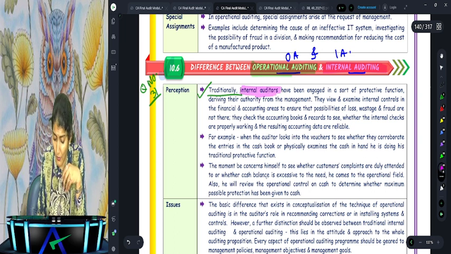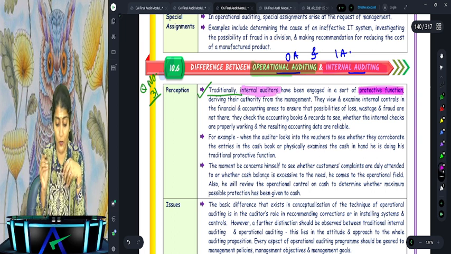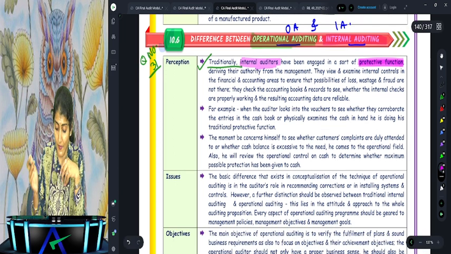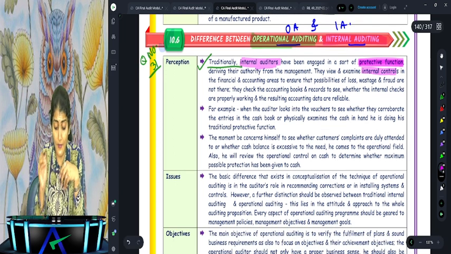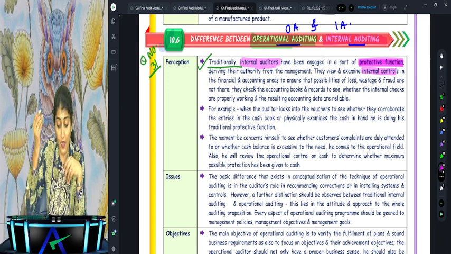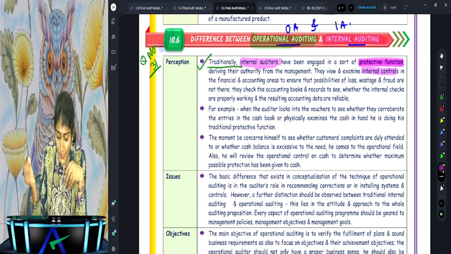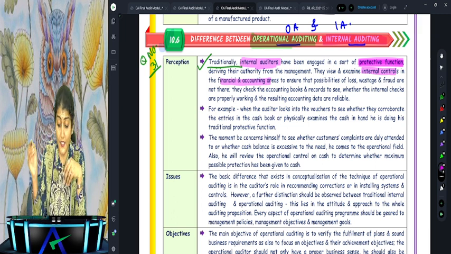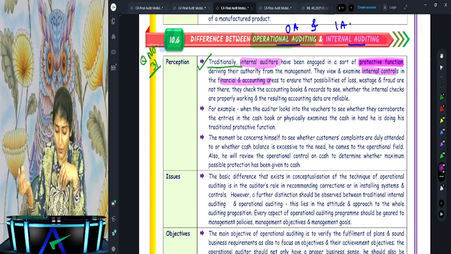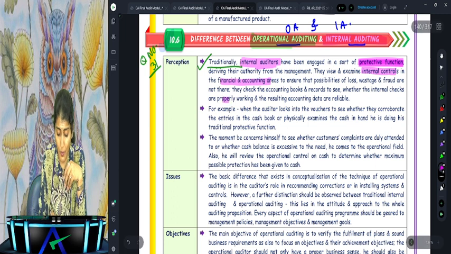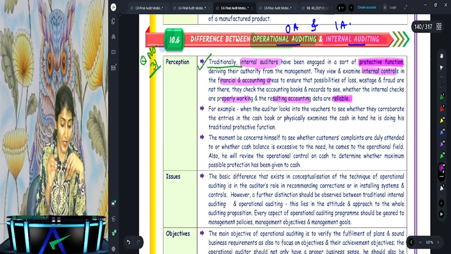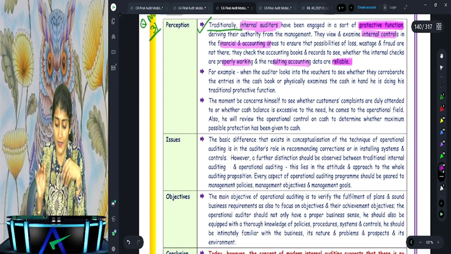Traditionally, internal auditors have been engaged in some sort of a protective function, deriving their authority from the management. They view and examine the internal controls in the finance and accounting areas to ensure that possibilities of loss, wastage, and fraud are not there. They check the accounting records and the books to see whether the internal checks are properly working and the resulting accounting data is reliable. And this is traditionally what is done by the internal auditor.